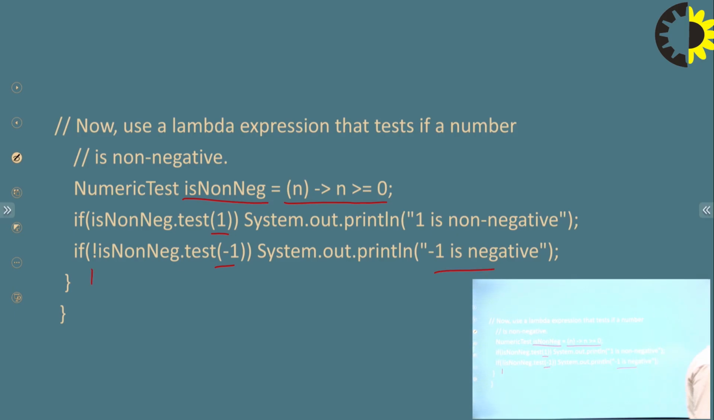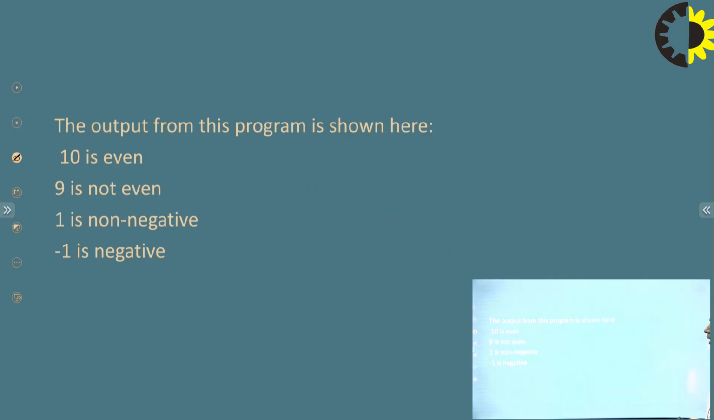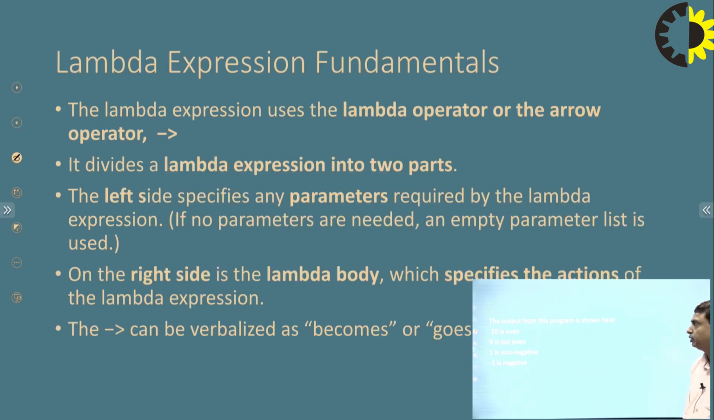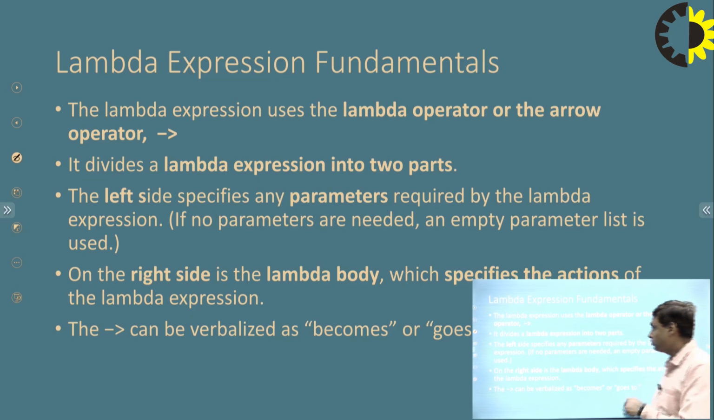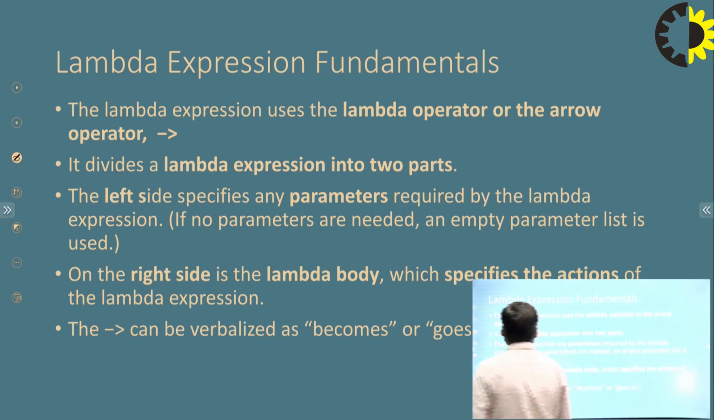So here we have got a glimpse of what a lambda expression is and how to assign a lambda expression to a functional interface abstract method. The output is: 10 is even, 9 is not even, 1 is not negative and -1 is negative. Next we go into the lambda expression in detail.